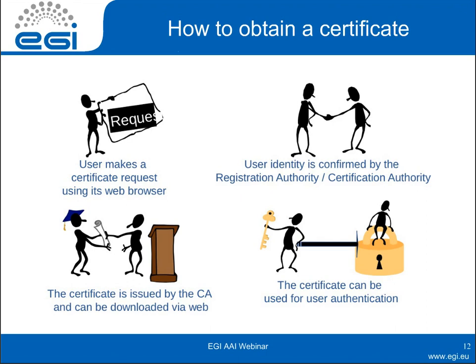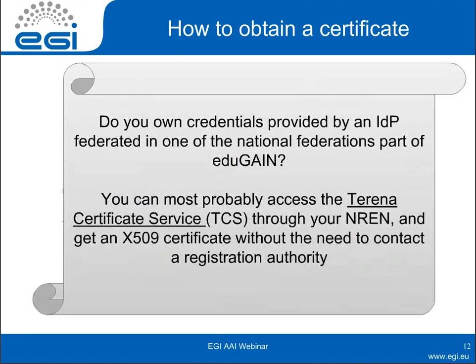Then, after the confirmation of the system authorities, the CA, the certification authority, signs the certificate and provides it to the user, and the user downloads the certificate, usually from the website, the same website used for the registration of the request, and it can be used for authentication. This is, let's say, the common workflow.